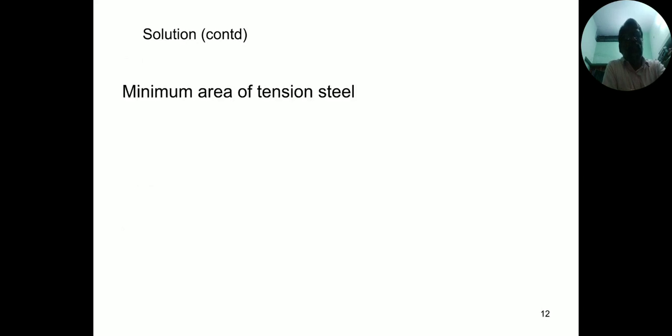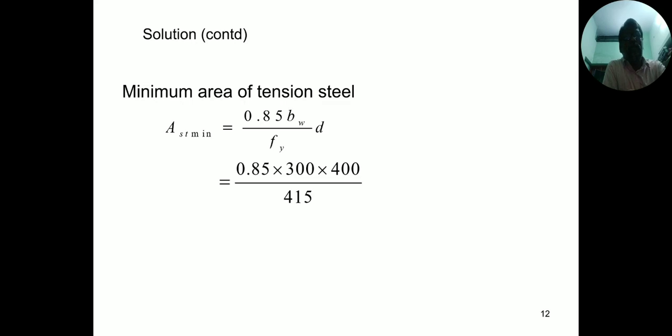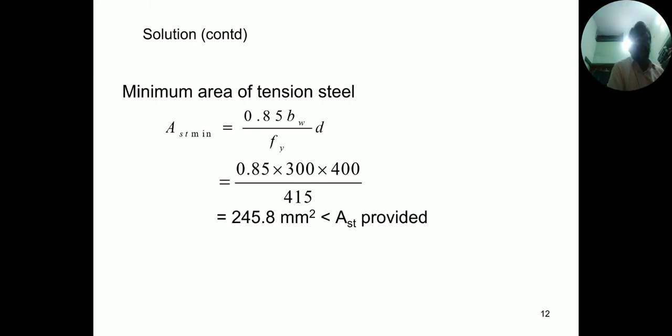Minimum area of tension steel: AST minimum is 0.85 BW into D divided by FY, which is 0.85 into 300 into 400 by 415, equal to 248.8 mm square. This is less than AST provided.